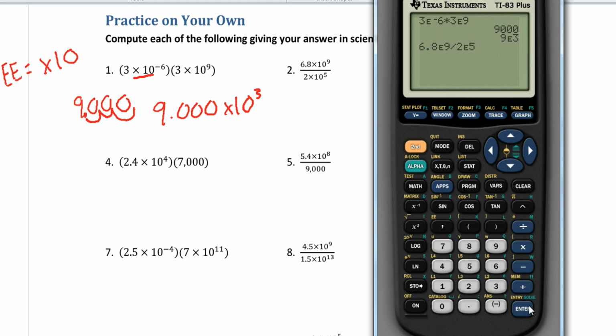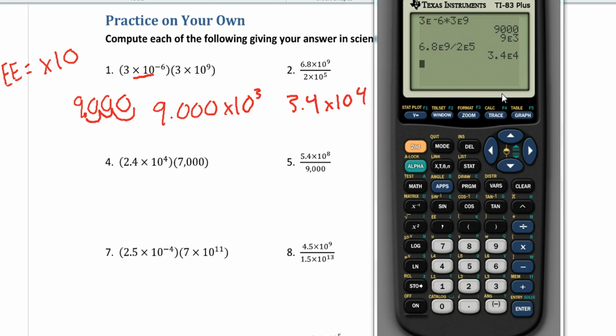5. When we hit enter, we see that because we are still in scientific notation mode, the answer is returned as scientific notation. So the answer for number 2 would be 3.4 times 10 to the fourth.